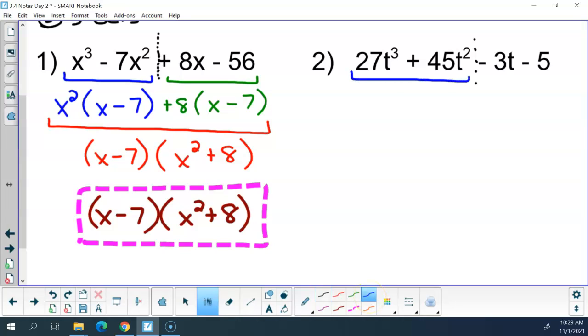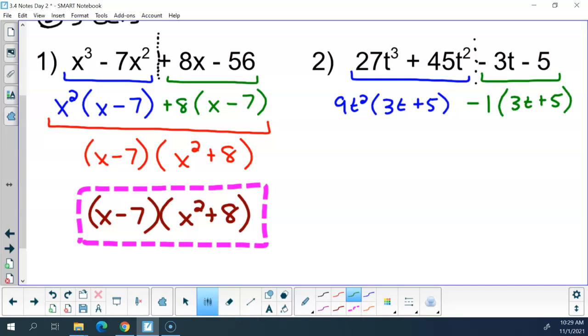Greatest common factor, left side. 9t squared. What's left over? 3t plus 5. Okay, right side, greatest common factor. Negative 1. What's left over then? 3t plus 5.